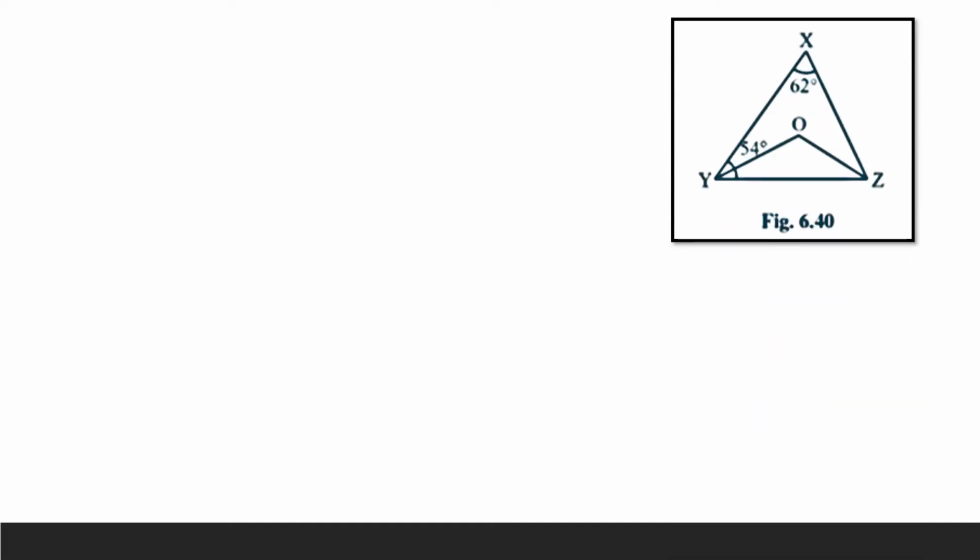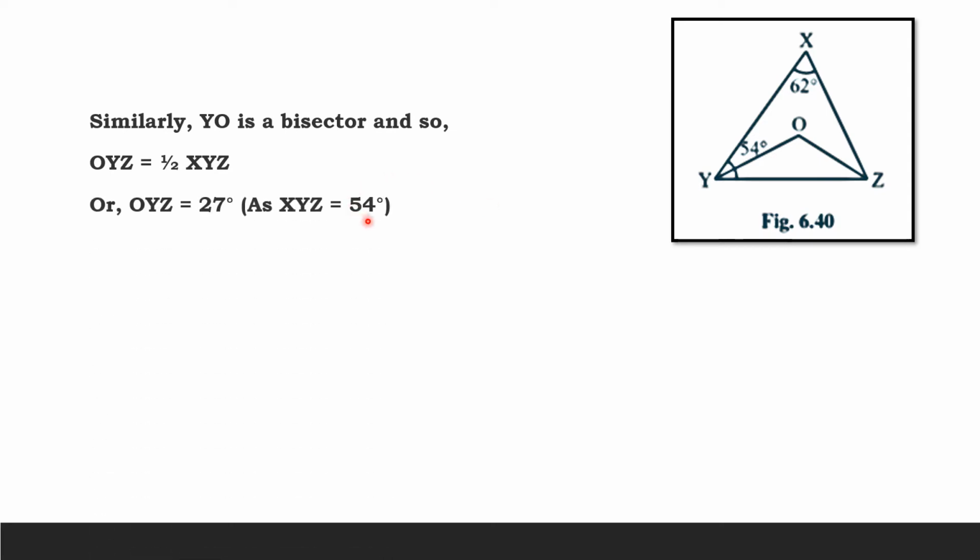Now let's find angle YOZ. We know that YO is the angle bisector of angle XYZ. So measure of angle OYZ would be half of XYZ. And we know the value of XYZ is 54 degrees. So measure of angle OYZ would be equal to 27 degrees because half of 54 is 27.